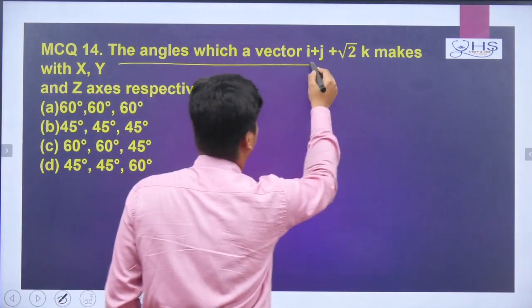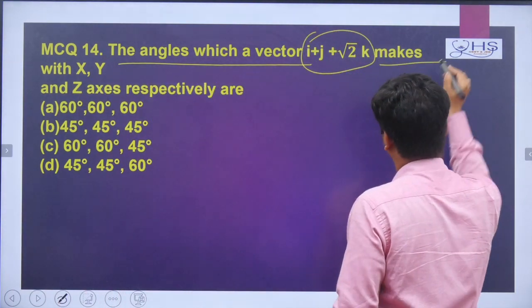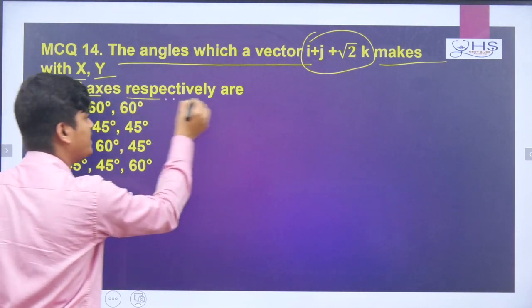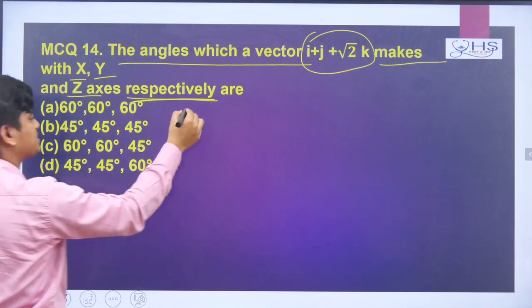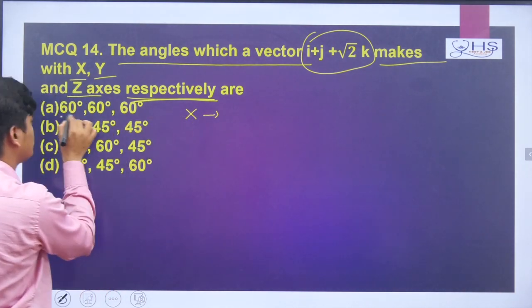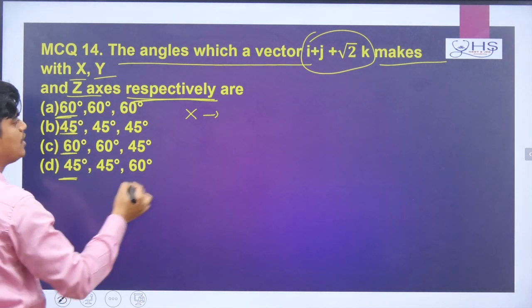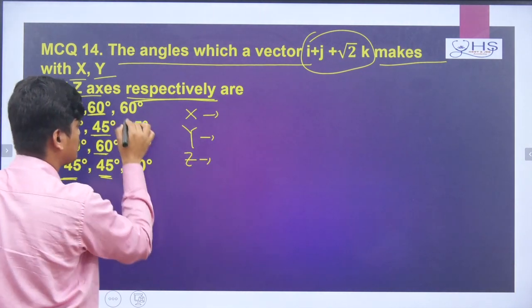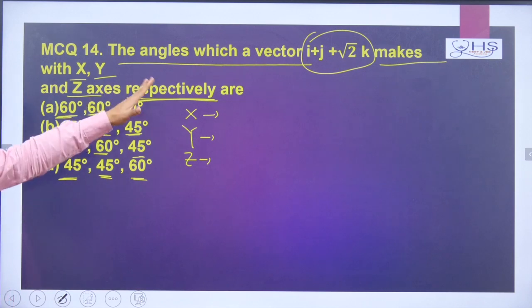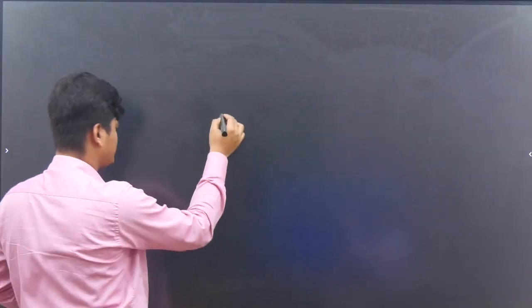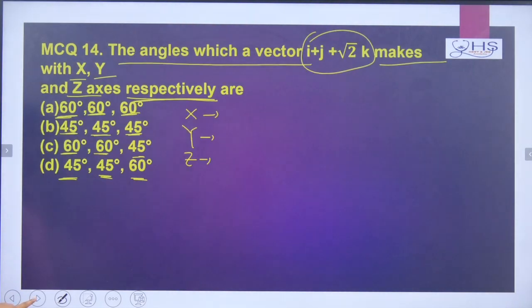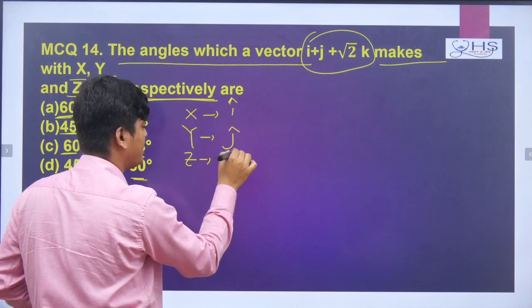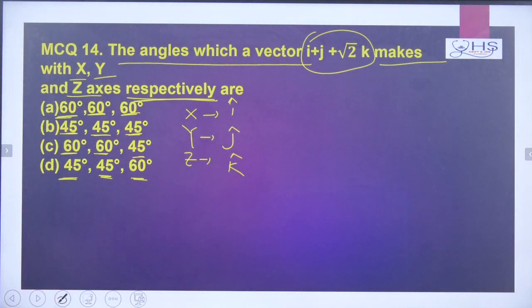The angles which a vector I, J, K makes with X, Y and Z axis respectively. Remember, when respectively is written, the first answer will be for X, the second answer will be for Y, and the third answer will be for Z. Now here for X, you know the unit vector is I cap, for Y the unit vector is J cap, and for Z the unit vector is K cap.